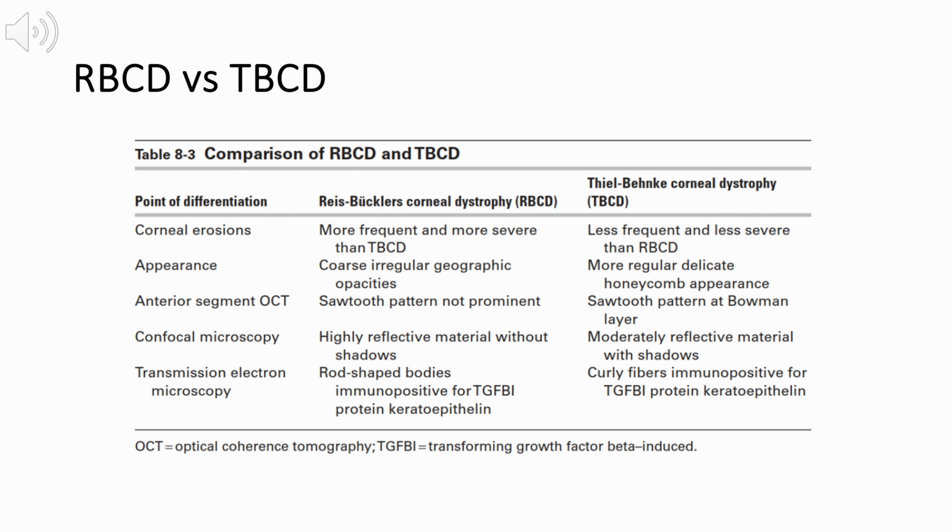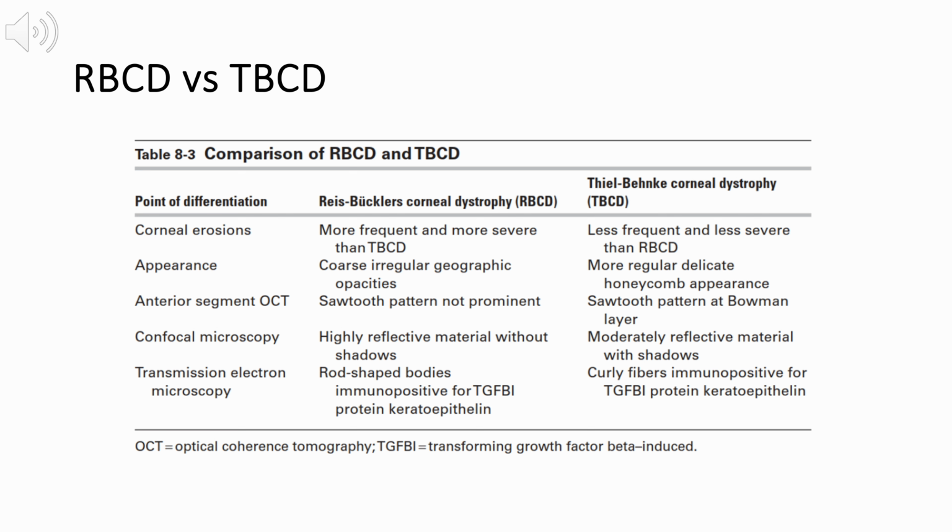In appearance, Reese-Buckler's typically displays coarse, irregular geographic opacities. Meanwhile, Thiel-Behnke has a more delicate, symmetric honeycomb pattern, which is a helpful distinguishing feature. On ASOCT, in Reese-Buckler's, the sawtooth pattern is not particularly prominent. However, in Thiel-Behnke, the sawtooth pattern at the Bowman layer is much more distinct and a clear differentiating factor.